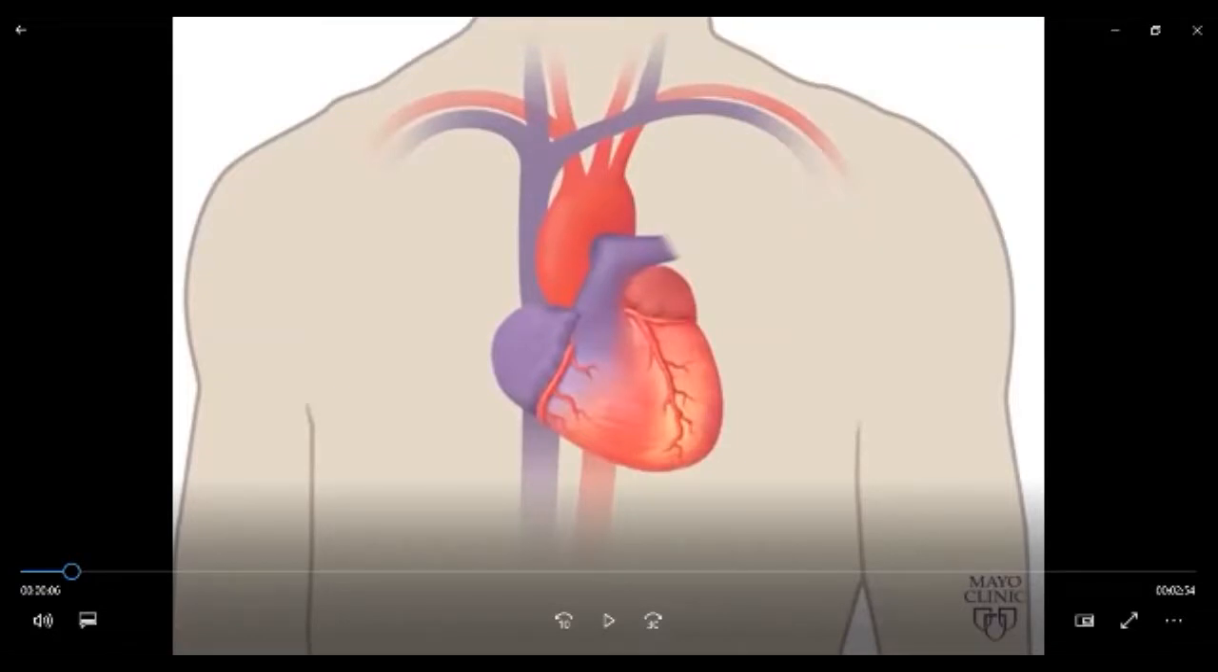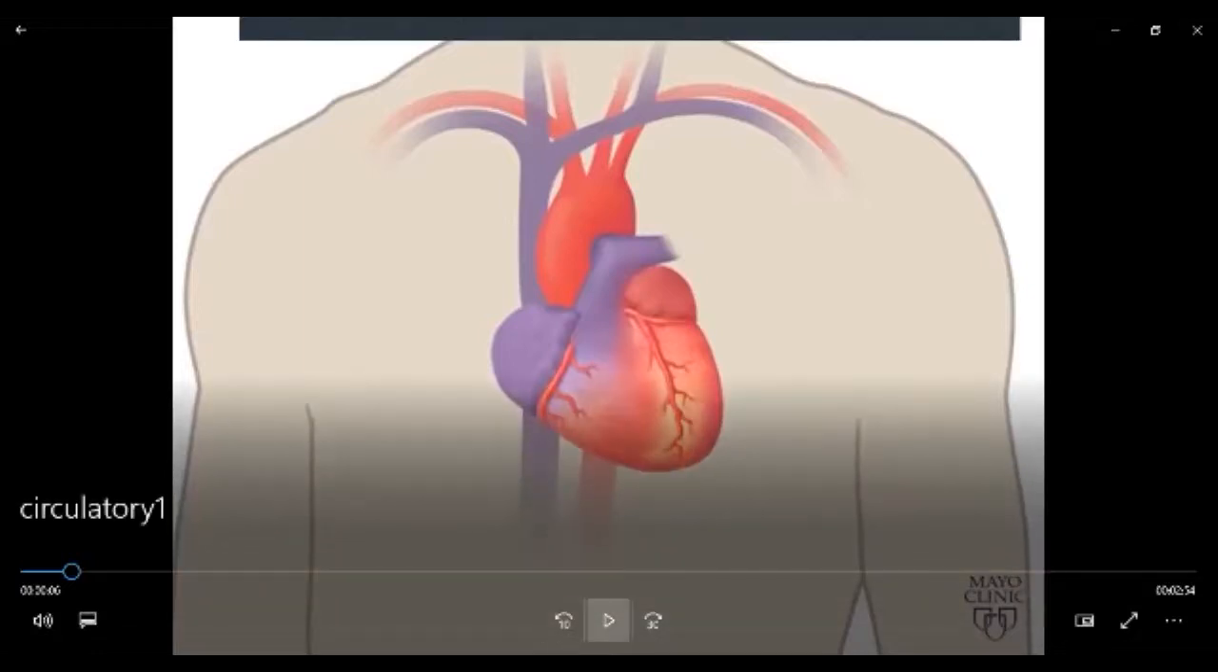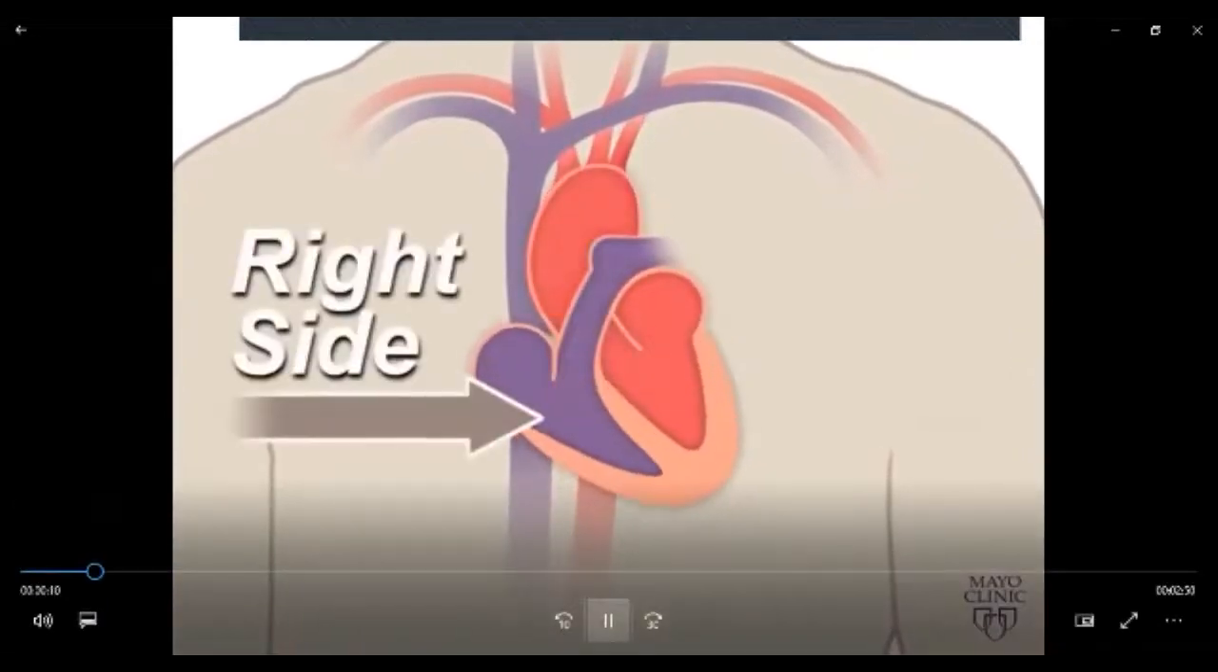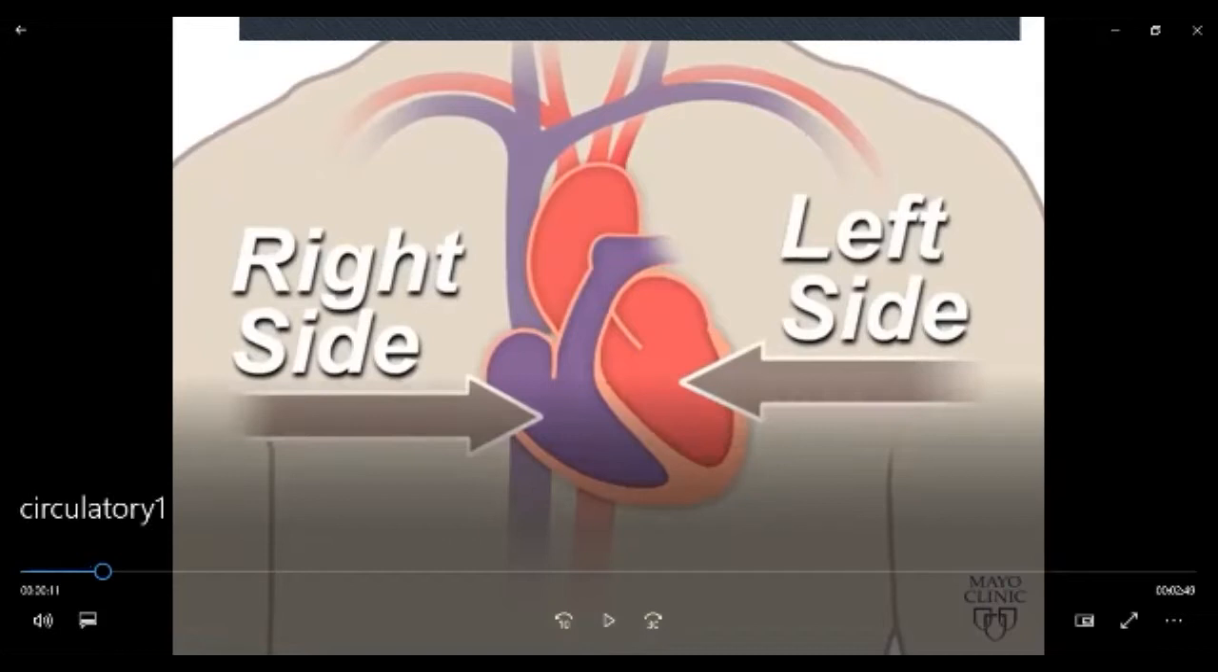Okay, so each person's heart is around the size of their own fist. It's located at the center, slightly left of center. Jadi agak ke kiri, slightly left of center of our chest. Now, this heart has two divisions, the right side and the left side.